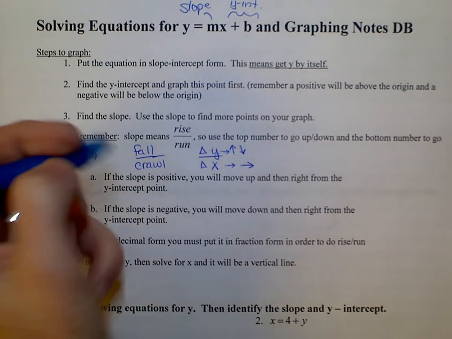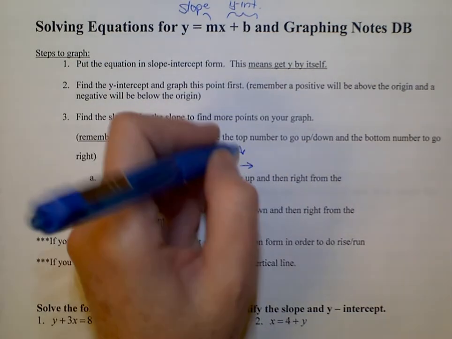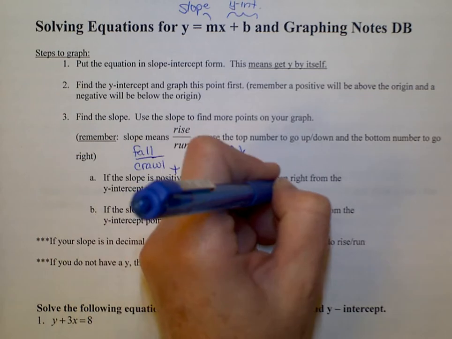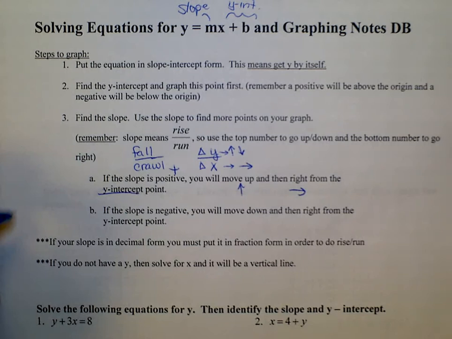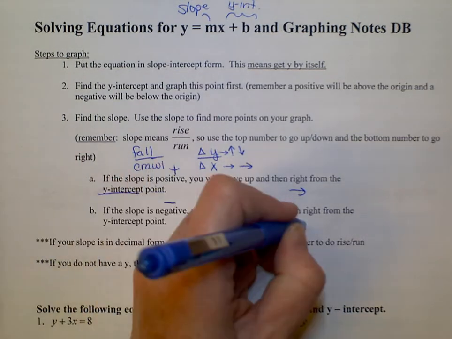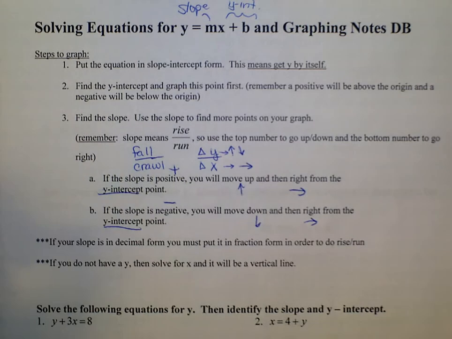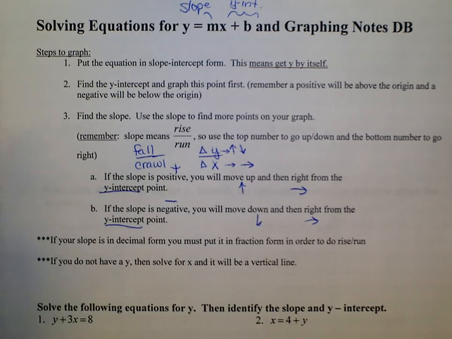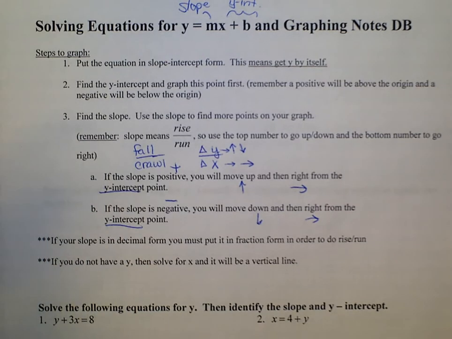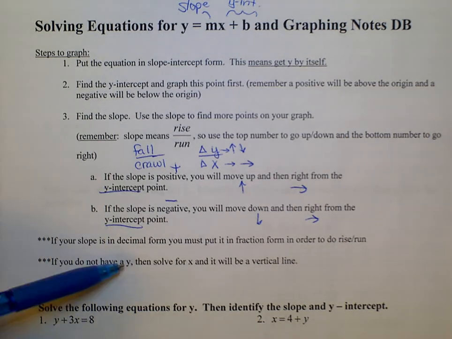If your slope is positive, you will move up, then right from the y-intercept. If your slope is negative, you'll move down and then right from your y-intercept. So your y-intercept is your starting point when you're graphing. If your slope happens to be in decimal form, you must put it in fraction form in order to do the rise-run. If you do not have a y, then solve for x and it will be a vertical line.